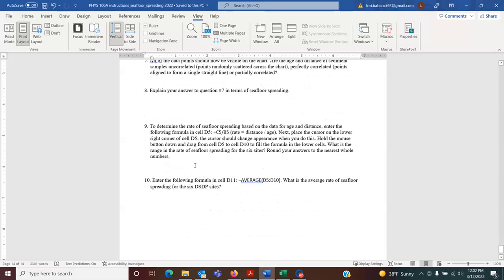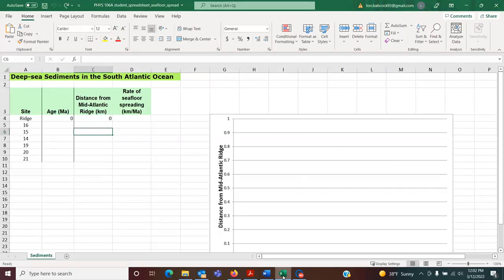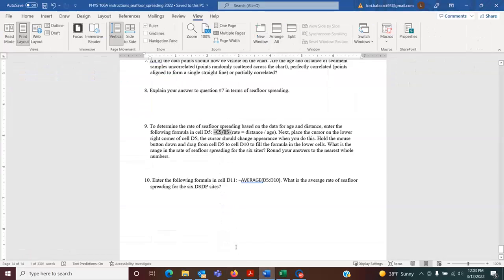And then the next part is you're going to determine the rate of seafloor spreading just by entering a formula in cell D5. That would be equal to C5 divided by B5. Rate equals distance over age. So just to point it out, this is cell D5. And you'll be putting that formula into here. And that's referencing this and dividing the distance over time. All right, not too bad. And you will answer your question based on what you see from that.